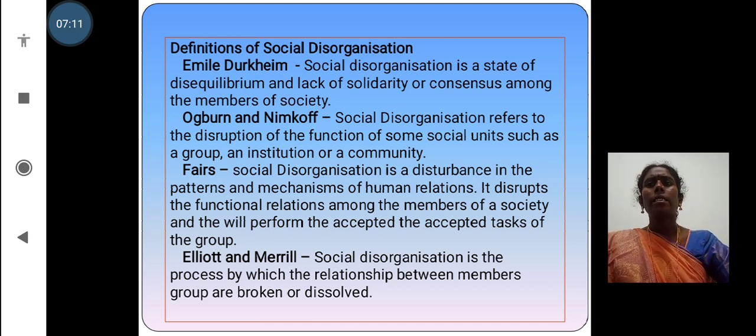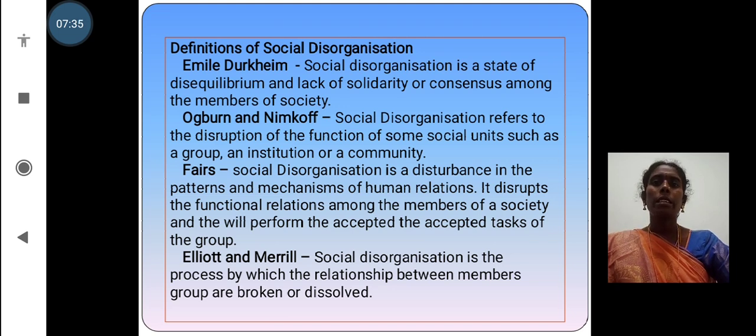Emile Durkheim says social disorganization is a state of disequilibrium and lack of solidarity or consensus among the members of the society. So it is a state of disequilibrium, an unstable or unequal condition, and lack of solidarity. It is not united among the people. There is no uniformity or consensus among the members of the society.